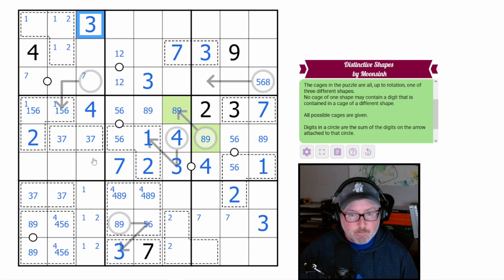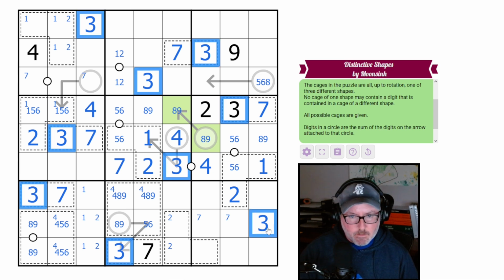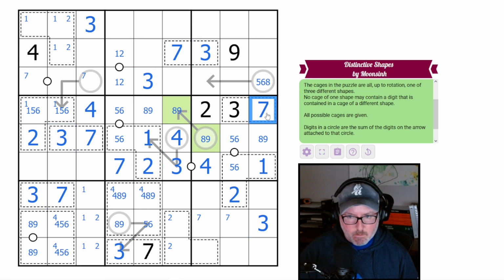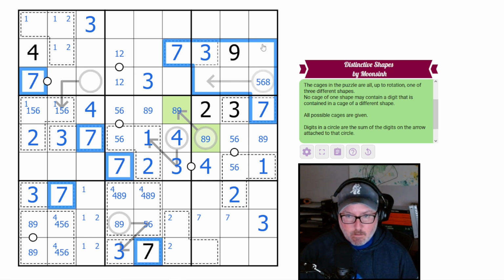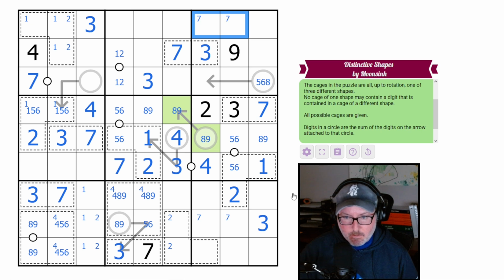That 3 sets up the 7, 3, and 7, 3. Good. Are we done with 3s and 7s at this point? I think we are. Oh, we're not. Okay. I thought we had more. We can, though, go further. That's 7. One of these 2 is 7. Where's the last 7? Oh, down here. Okay. Now, if this is a 7, this has to be 6 or 8.